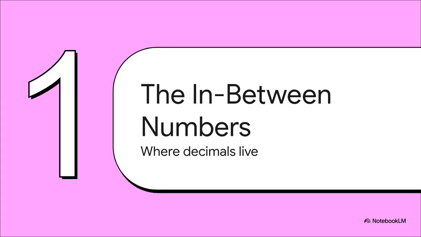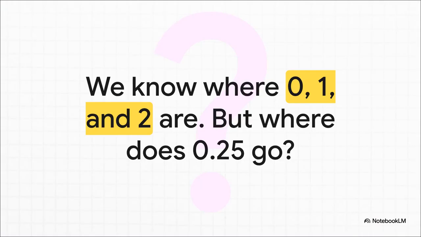First up, let's talk about those spaces in between. We all know where to find the whole numbers, but what about all those other numbers, the ones that live in the gaps? It's a great question, right? You look at a number line, and bam, you can spot 0, 1, and 2 instantly. But what about a number like 0.25? Where does it go? What's its home? Well, we're going to solve this little puzzle together.